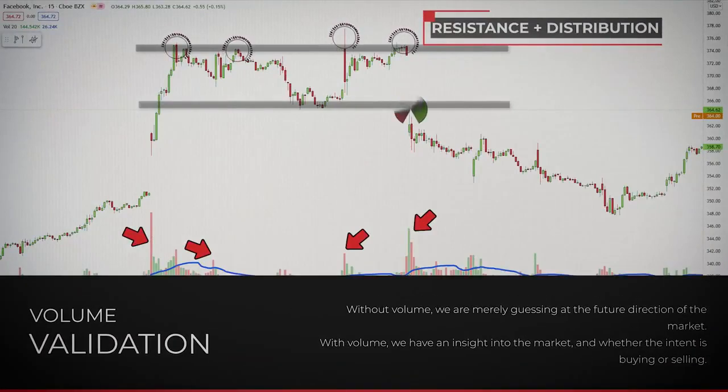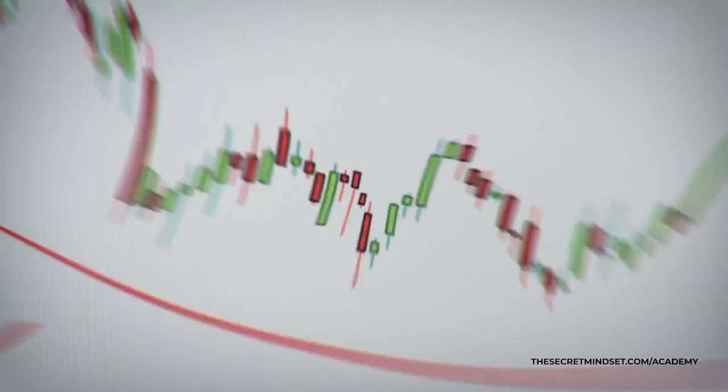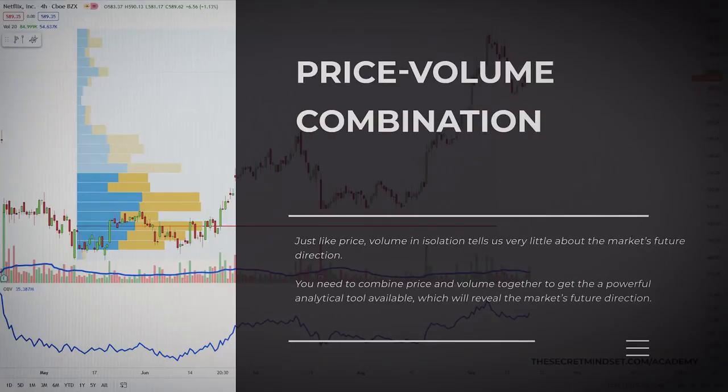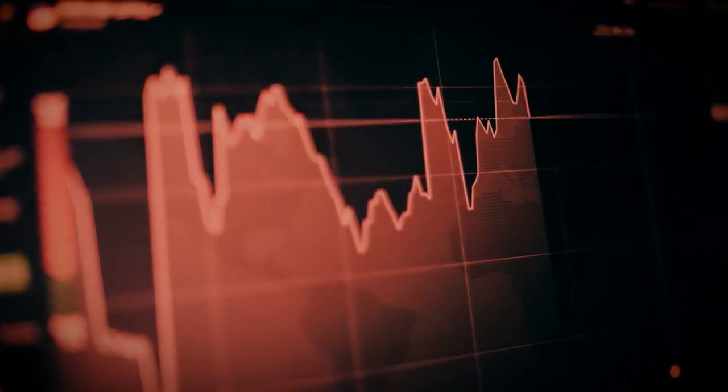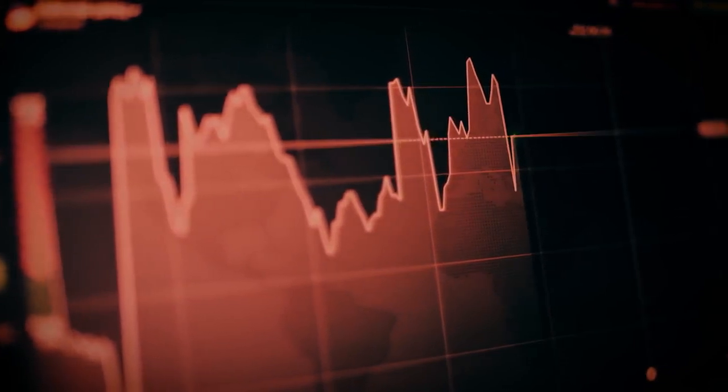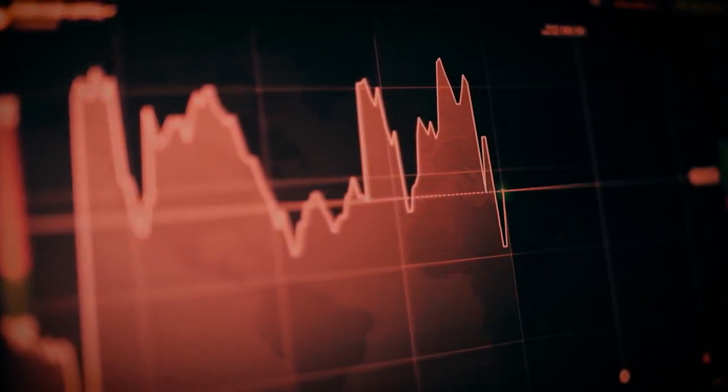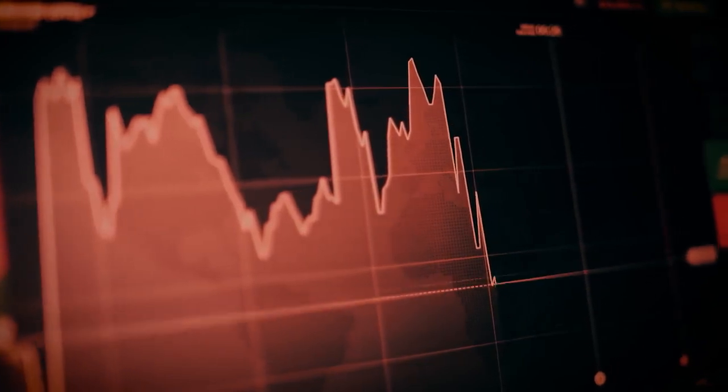Breakouts and market spikes can be validated or voided with the help of volume. Without volume, we are merely guessing at the future direction of the market. With volume, we have an insight into the market and whether the interest is buying or selling. However, just like price, volume in isolation tells us very little about the market's future direction. All it can signal on its own is the interest in a market or event. For this, we need to combine price and volume together to give us the most powerful analytical tool available, which will reveal the market's future direction.